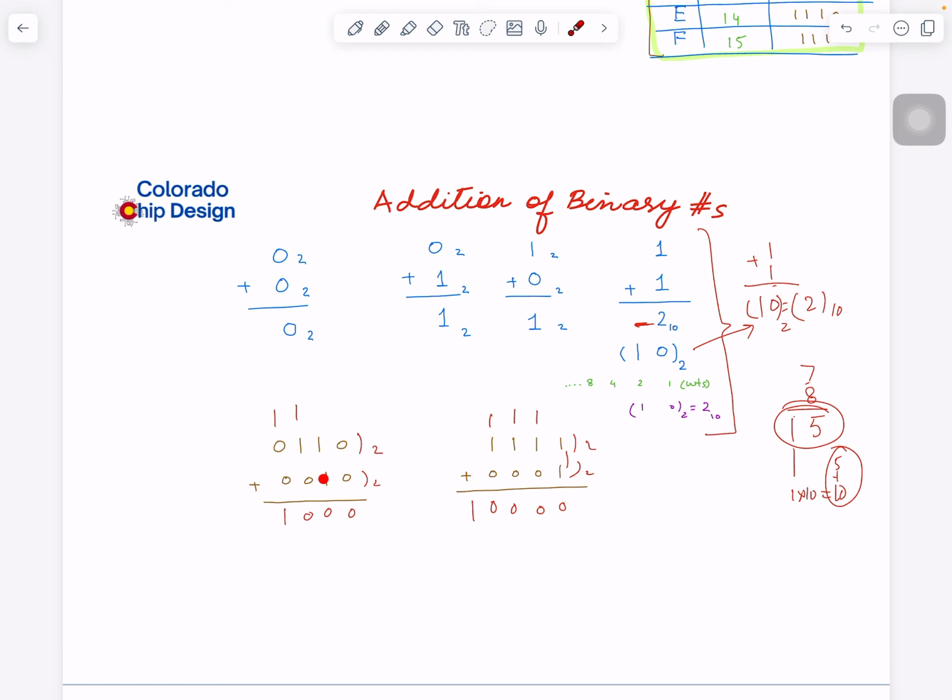1 and 1, you don't put 2, even though it's binary, but the valid numbers in binary are 0 and 1 only. So the equivalent of 2 is 1, 0. So we put 0 here and 1 goes there. And 1, 1 again, 1, 0. So we put 0 in the unit one. The next one goes as carry here. And so this is the answer.